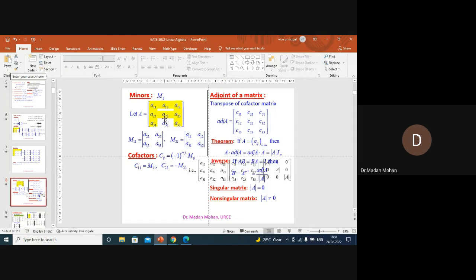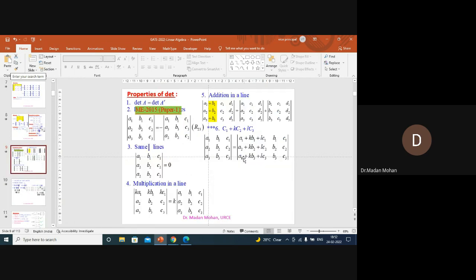Then, for the given matrix A, you can calculate adjoint A. A into adjoint A gives det A into I. Automatically, A inverse is adjoint A by det A. Next, a matrix is said to be singular if its determinant is 0. Non-singular means determinant not equal to 0.